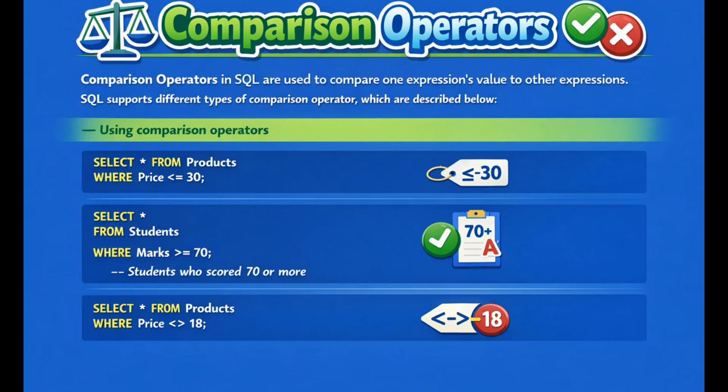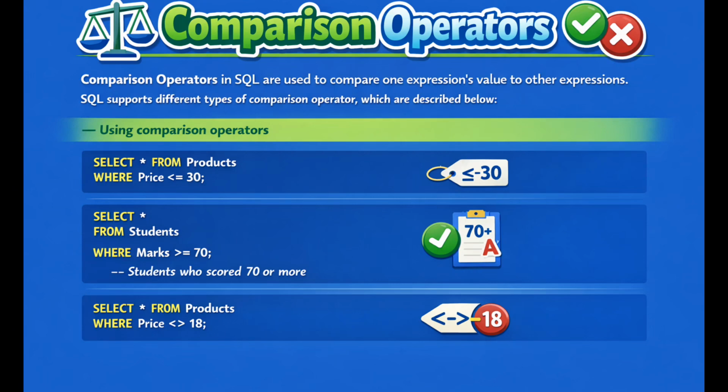Next, we have greater than or equal to. Consider a students table. By querying where marks greater than or equal to 70, we are isolating records for all students who scored 70 or more. This is perfect for identifying high achievers who might be receiving an A grade.